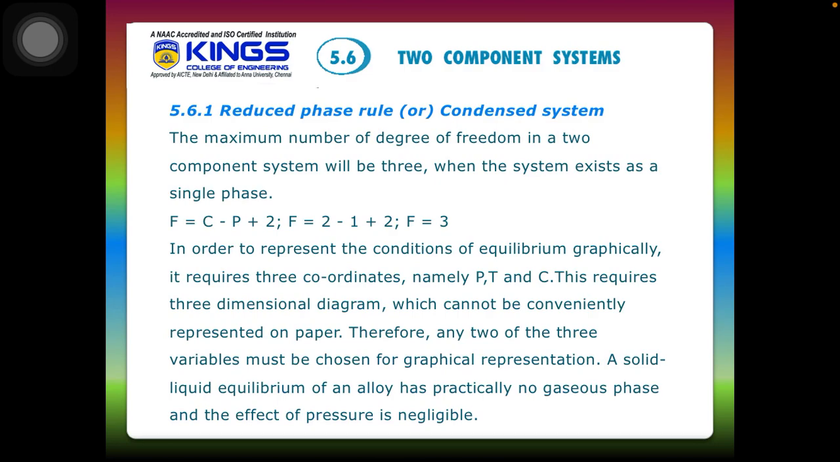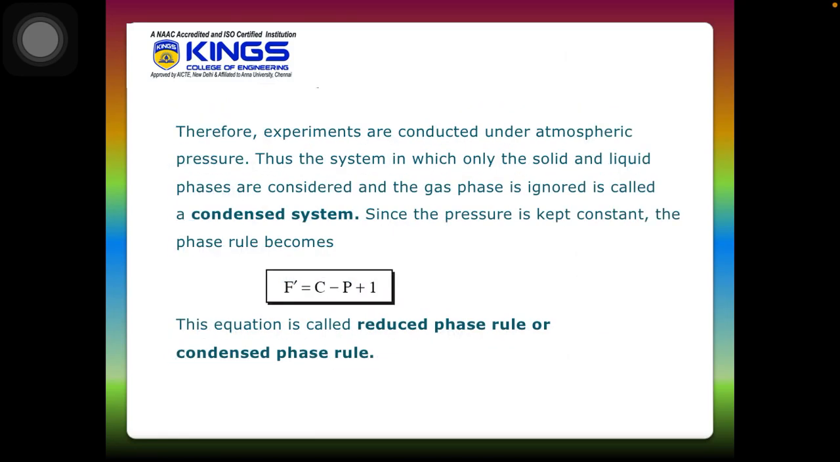A solid-liquid equilibrium of an alloy has practically no gaseous phase, and the effect of pressure is negligible. Therefore, experiments are conducted under atmospheric pressure. Thus, the system in which only the solid and liquid phases are considered and the gas phase is ignored is called a condensed system. Therefore, we are using the formula F' = C - P + 1. This equation is called the reduced phase rule, or the condensed phase rule.